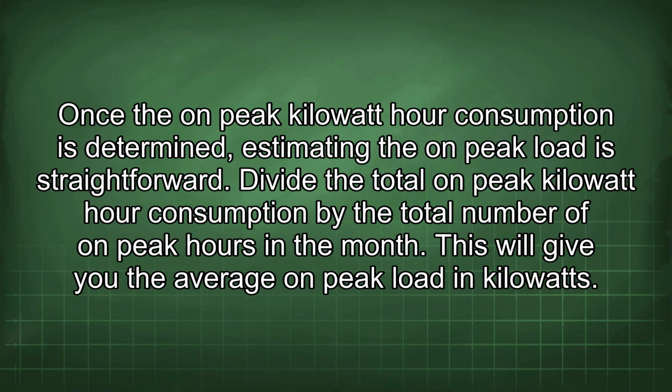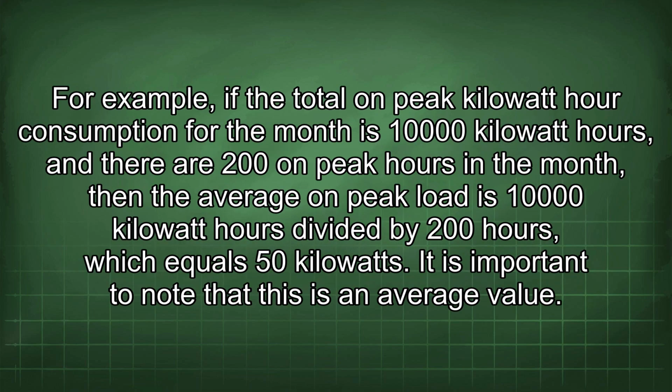Divide the total on-peak kilowatt-hour consumption by the total number of on-peak hours in the month. This will give you the average on-peak load in kilowatts. For example, if the total on-peak kilowatt-hour consumption for the month is 10,000 kilowatt-hours, and there are 200 on-peak hours in the month, then the average on-peak load is 10,000 kilowatt-hours divided by 200 hours, which equals 50 kilowatts.